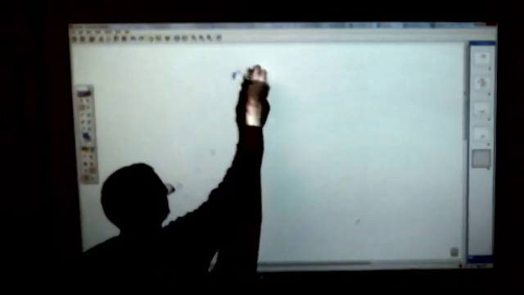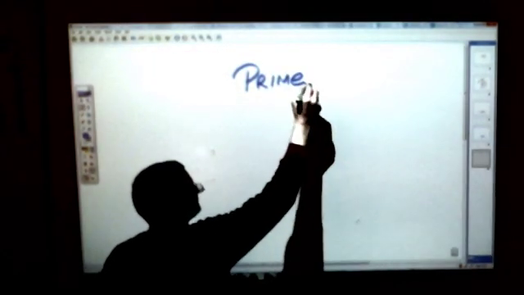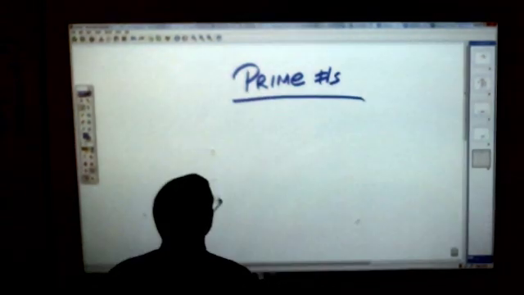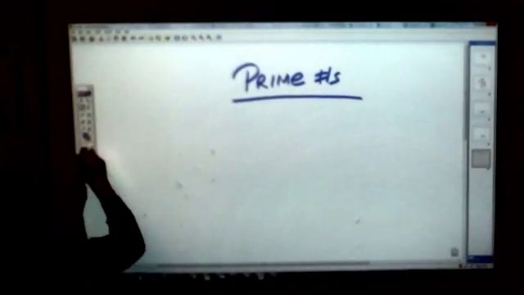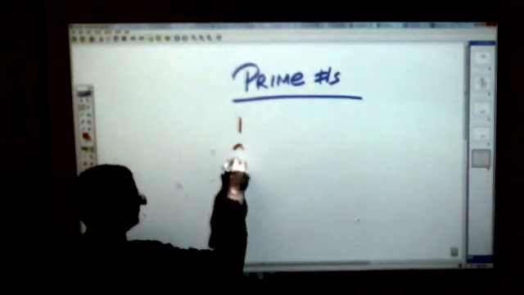And on top, write the word prime numbers. Prime numbers. And then do this one.